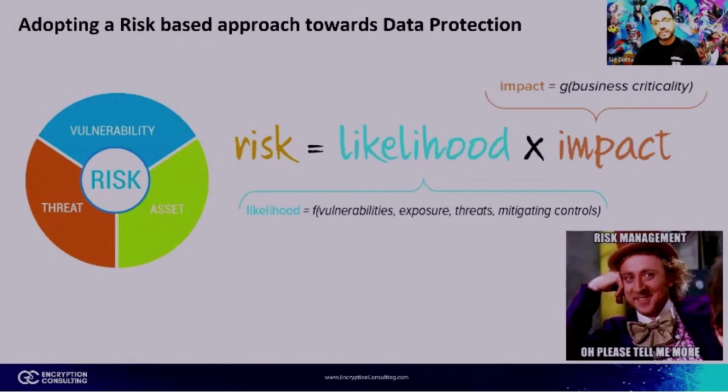Impact is essentially a function of business criticality. What does it mean to the business, to the organization, if the threat actually exploited the vulnerability and got to the asset? How much damage is this going to cause to the organization? Can it run as is? Can it go out of business? So on and so forth, right? So you're essentially looking at risk based on the likelihood and the impact.